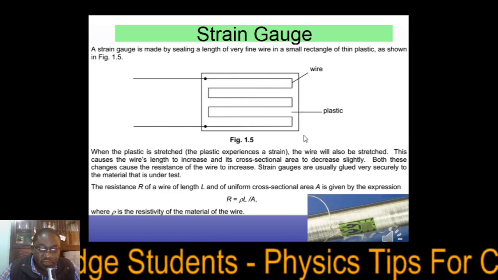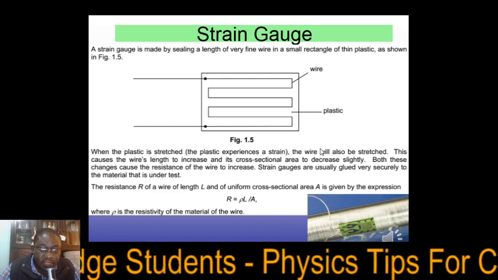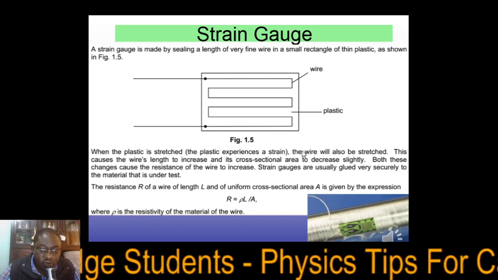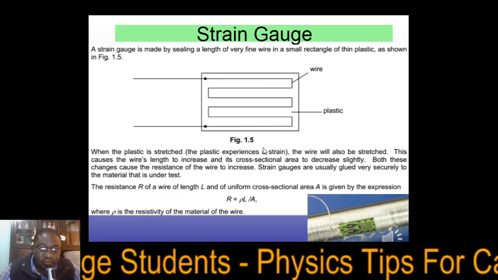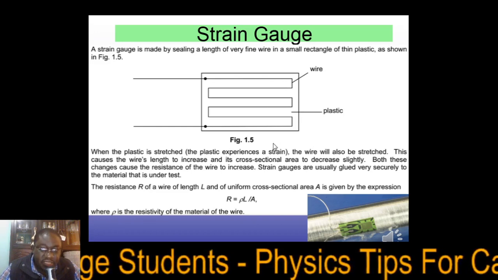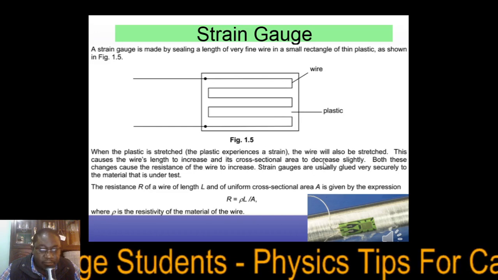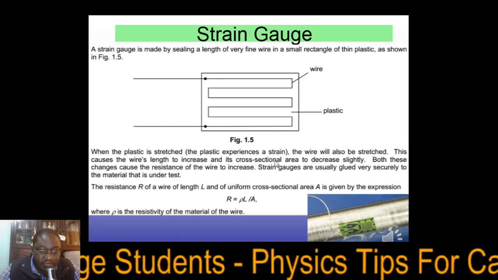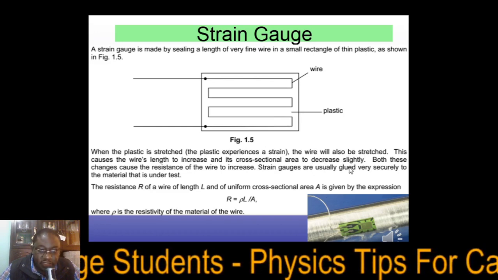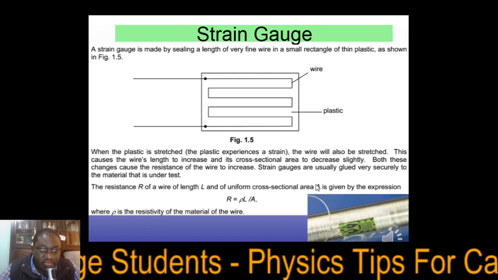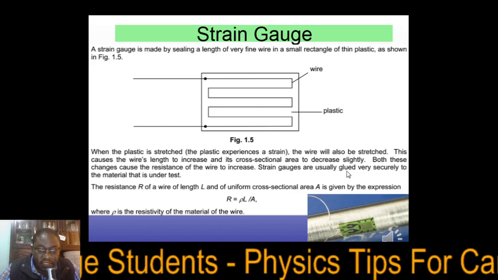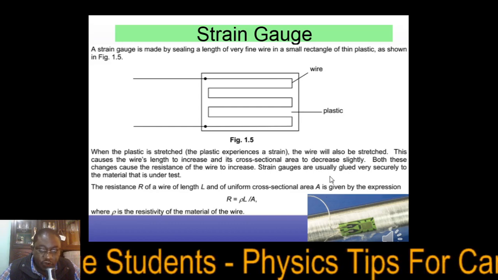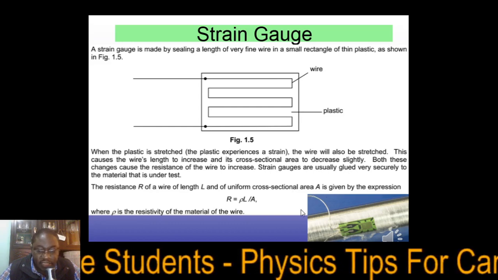So in the topic of deformation of solids, the AS topic, you know about Young modulus and stuff. So that's what causes, when there's a strain, the PD to be generated in this case. This causes the wire's length to increase and its cross-sectional area to decrease slightly. Both these changes cause the resistance of the wire to increase. Strain gauges are usually glued very securely to the material that is under test.